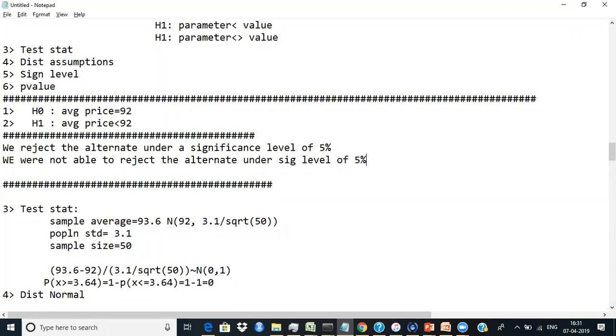No. Not reject means not reject. Because this is probabilistic, right? You cannot accept a value. You are saying that I am not able to reject this under 5% significance, which means there is a 5% probability that the alternate is true. You don't get it, right?